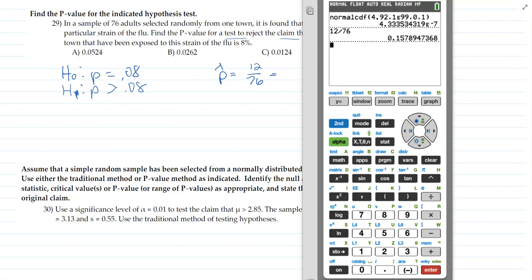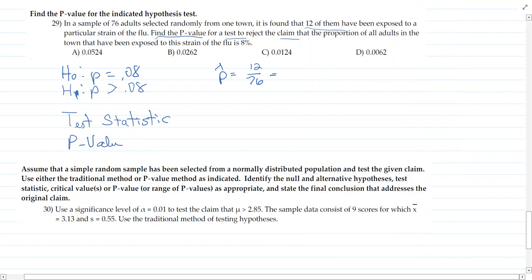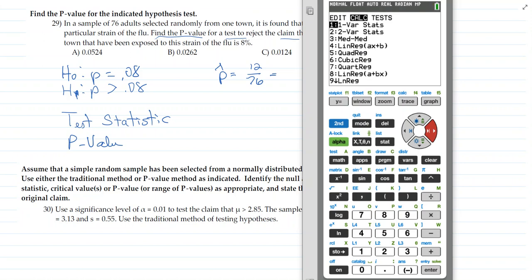So in this case, we have a p and we have a test statistic. Let's see, we want to find the p-value for a test to reject the claim that the proportion of all adults is 8%. So we're going to do a test. Stats, test, and on our test, this is a proportion. So we're looking for the one proportion z-test, because that's what we have. I think we can do it here. Let's try this one out.